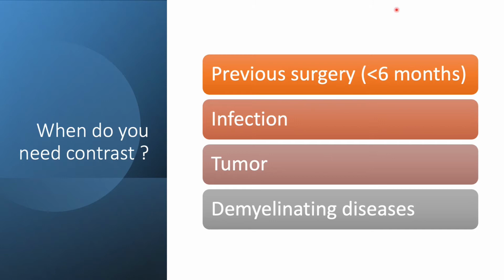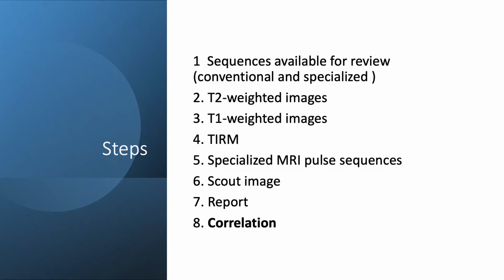Let's go on to assess how we are going to read this MRI. What are the basic steps in reading an MRI? So usually the steps that I follow, first you need to look at what are the sequences that you have for review, whether it's T1, T2, TIRM, or whether it's a contrast image. Then first I look at the T2 weighted images. That will give you a pretty good idea of what the pathology is and give you a perspective of things.